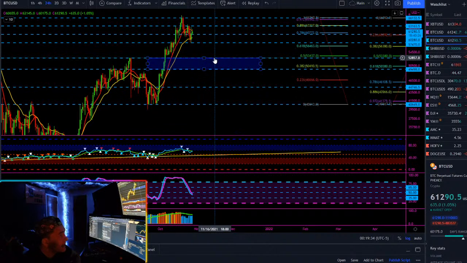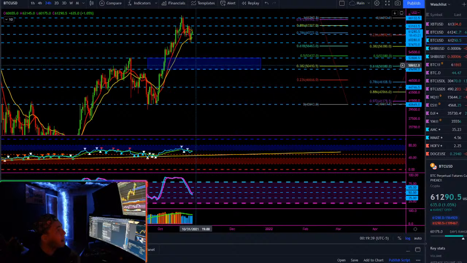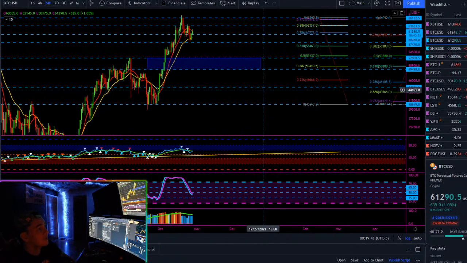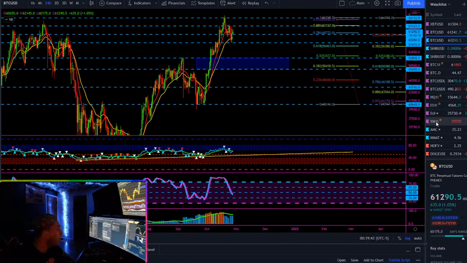I'd probably close the entire position on the first touch of this support level here, and then I would look for buy opportunities anywhere in this blue box territory for new all-time highs. That's it for Bitcoin. What's next?